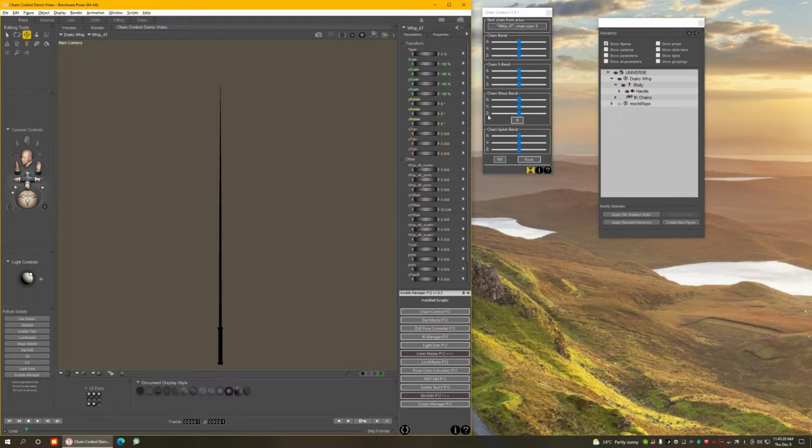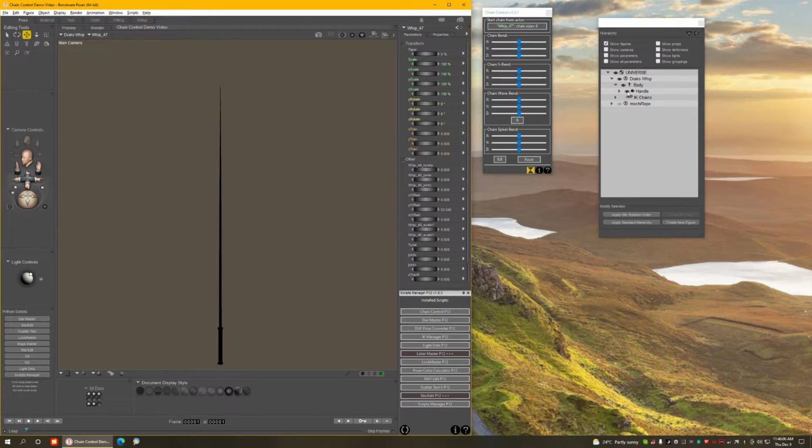You'll notice I have 4 sections for bending called chain bend, S bend, wave bend, and spiral bend. Chain bend works pretty much like when you bend something in Poser with a bend dial. What it does is apply a certain angle to that point in relation to its parent. Chain bend affects this segment here, the 47, the one I have selected, and all the rest of the bones below it.